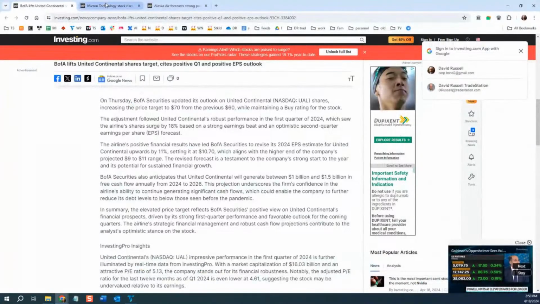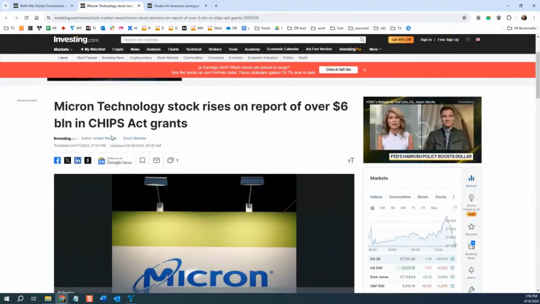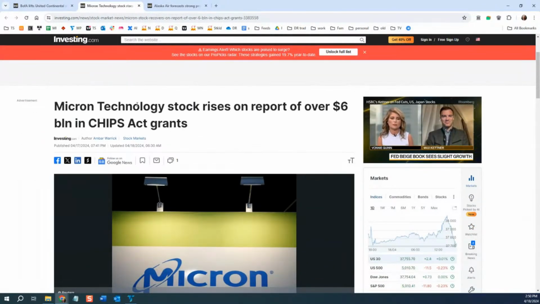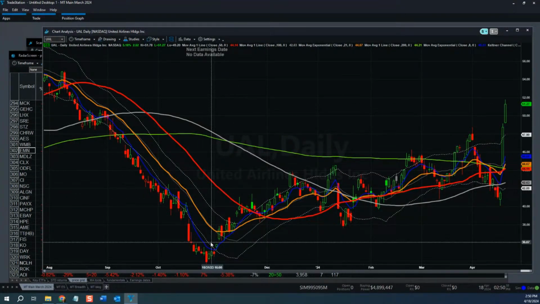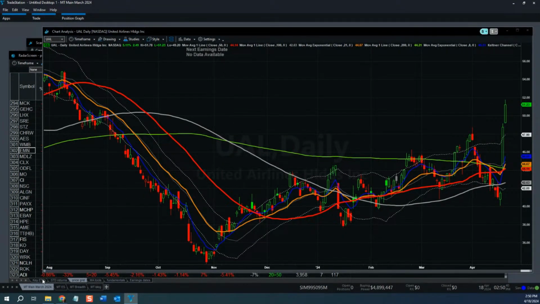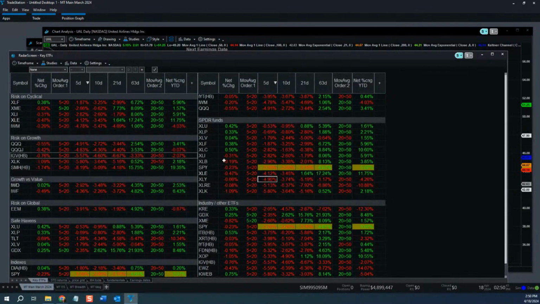The other thing that was just kind of interesting was Micron. Another thing was getting some grants from the CHIPS Act. Now, like I said, I use radar screen to basically look for relative strength. I like to focus on relative strength.